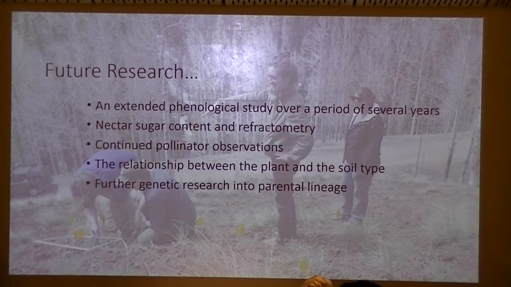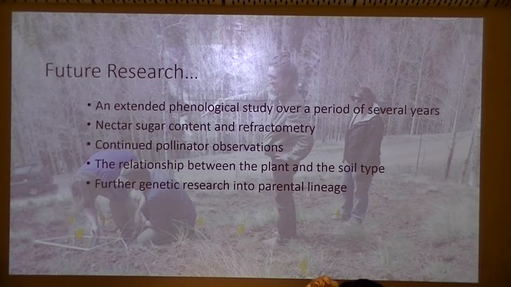And another thing that I kind of left out, we didn't really talk about, was nectar sugar content and refractometry. We attempted to do this, and what it is, we took a refractometer, which you add a little bit of nectar from your species sample, and you look at it in the light. And what it can do is it can tell you the amount of sugar in the nectar.